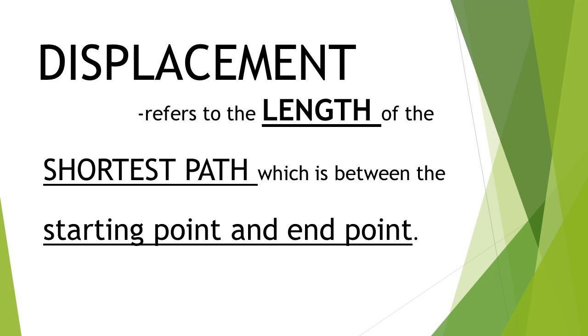While displacement refers to or measures the length of the shortest path between the starting point and the end point. The clue word there is shortest path. Distance, the entire path. Displacement is the shortest path. Now, let's move on with how to determine distance and displacement.